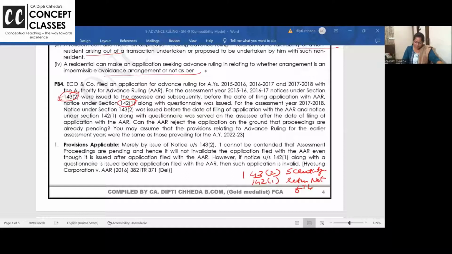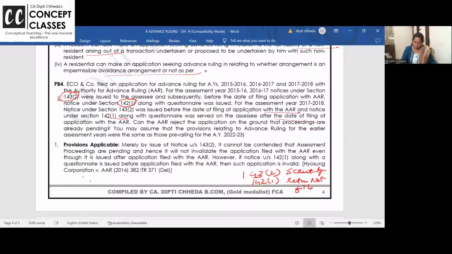For the assessment years 17-18 and 18-19, notice under 143(2) was issued before the date of filing of application with the AAR, and notice under 142(1) along with questionnaire was served after. Now there are 2 cases. First, let's take the earlier one. For assessment year 17-18, notice under 143(2) was issued before the date of filing of application. So already, before going to AAR, scrutiny notice under 143 is going on.